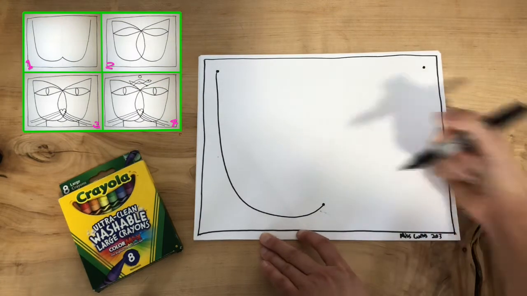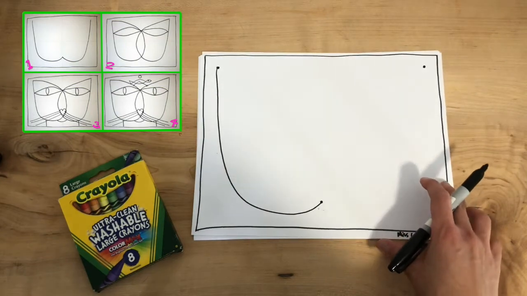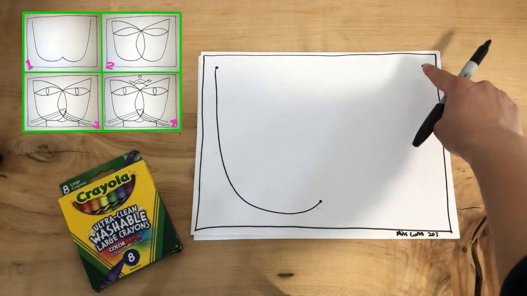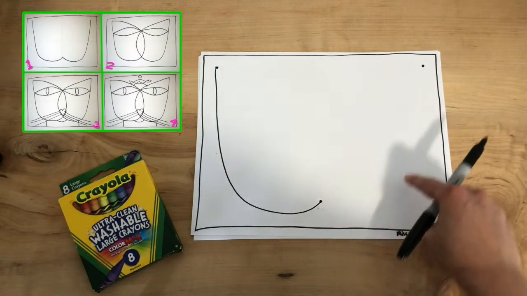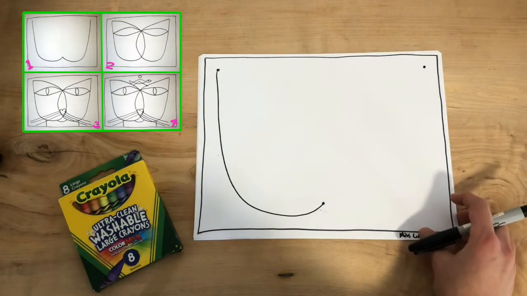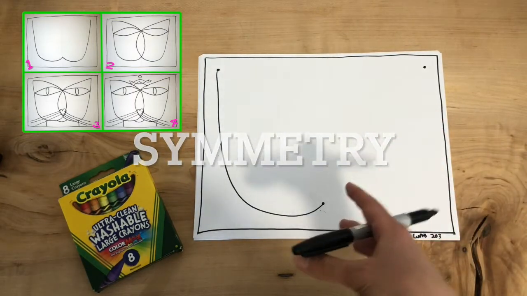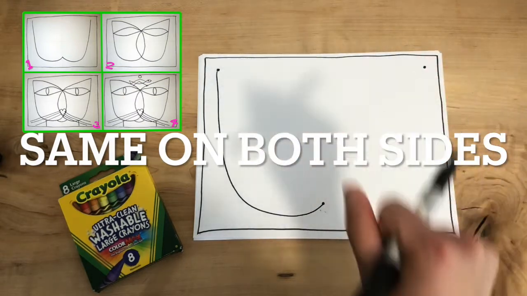It curves down just like so. And again, that looks like the letter L. Now on the right side, I'm going to do the same thing, but it is going to make the letter J. Okay, so it's going to be a similar curve. Remember, we're working with symmetry. So what we do on the left side, we're going to do on the right side and vice versa. So it's going to be the same on both sides.